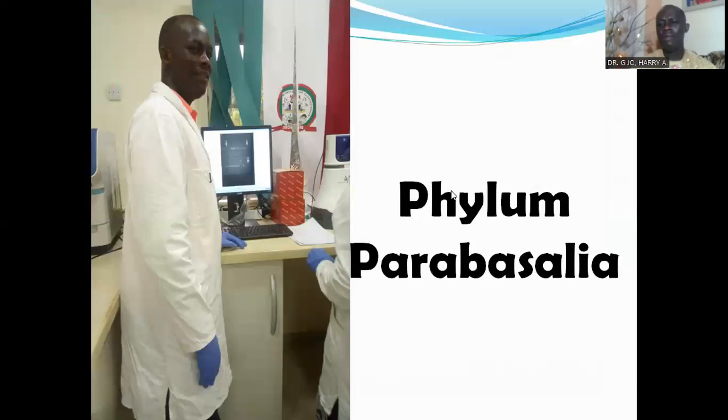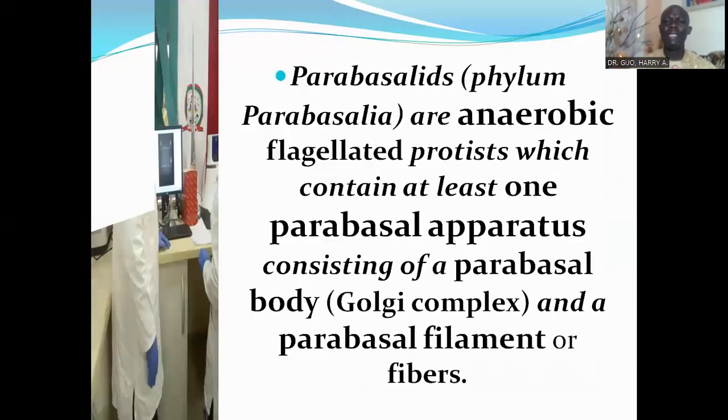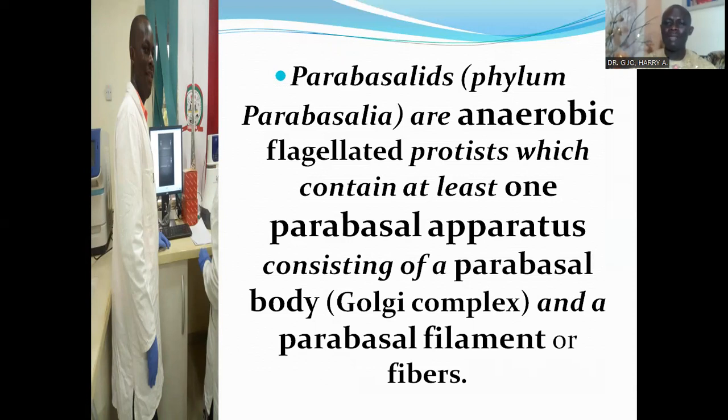We want to look at the phylum Parabasalia. The Parabasalids are anaerobic flagellated protists which contain at least one parabasal apparatus consisting of a parabasal body, that's the Golgi apparatus, and a parabasal filament. They possess parabasal bodies and they are anaerobic. Parabasal bodies such as Golgi apparatus.